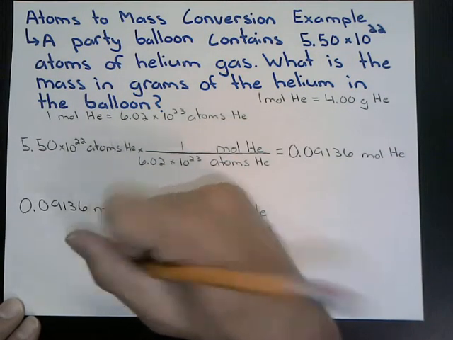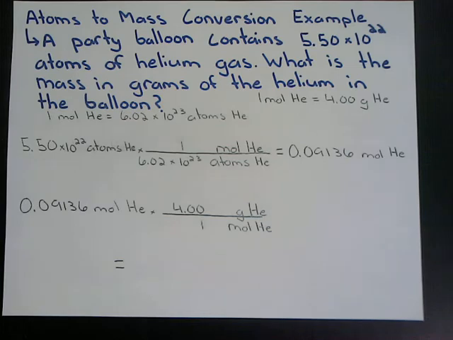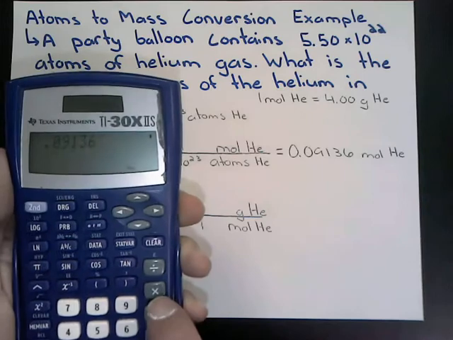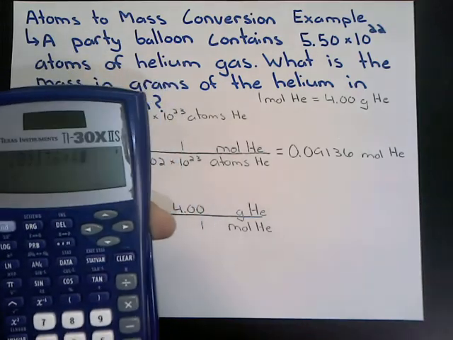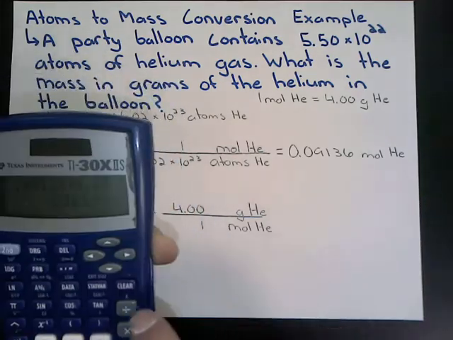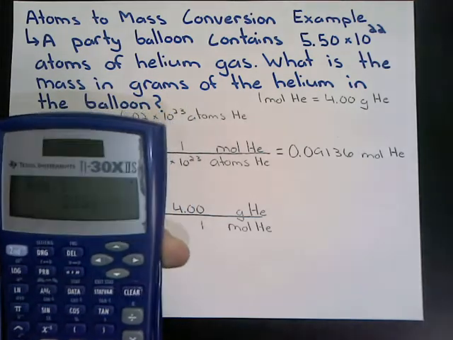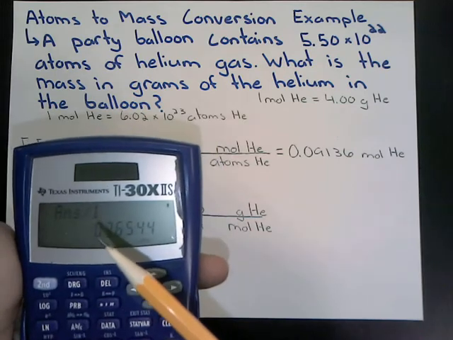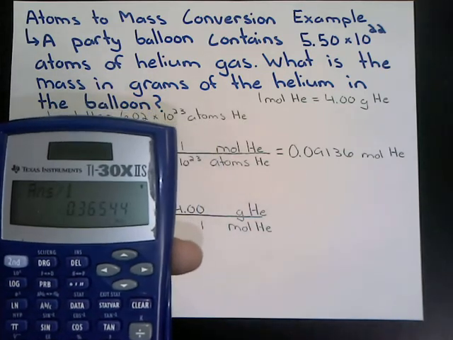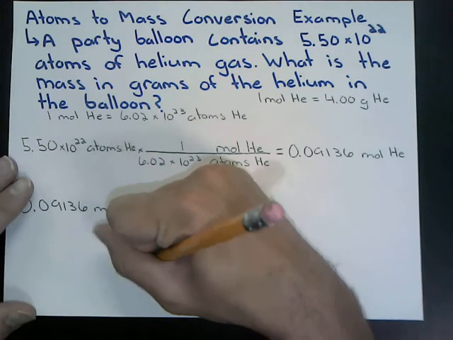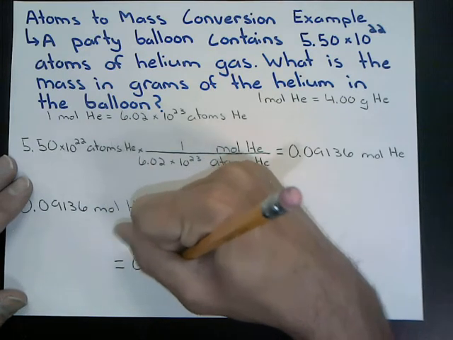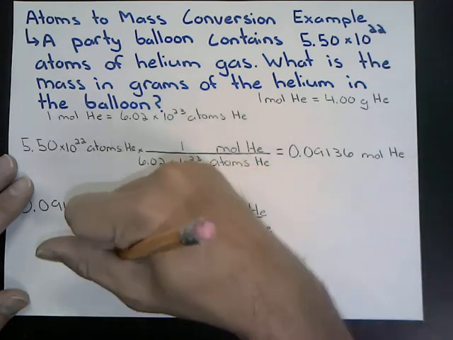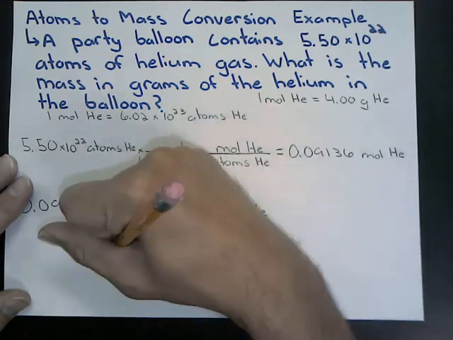So to find our answer, in the calculator I'm going to put 0.09136 and multiply it by 4.00. Then I'm going to divide it by 1. I'm going to round my answer to 3 total digits. So I have 0.0365. This is 0.0365 grams of He, and that becomes our final answer.